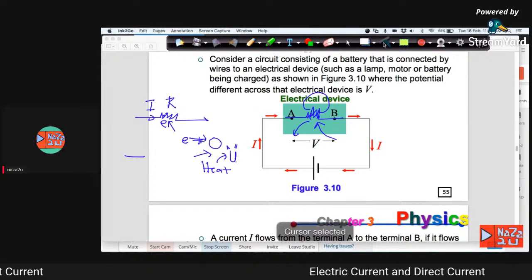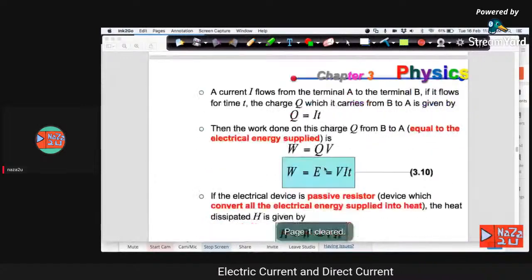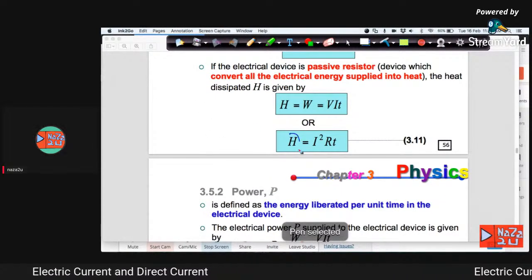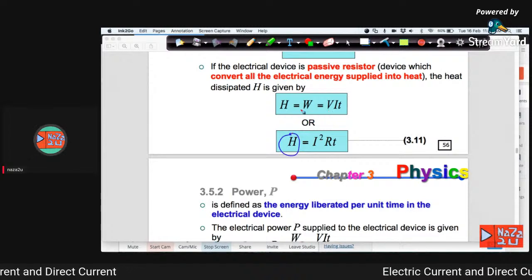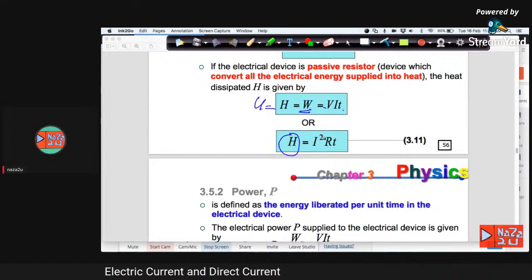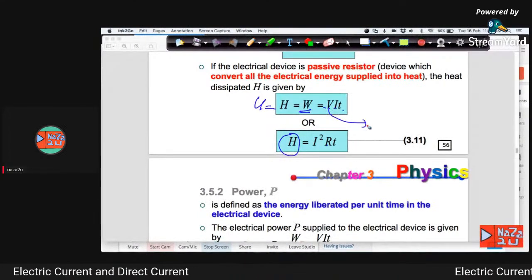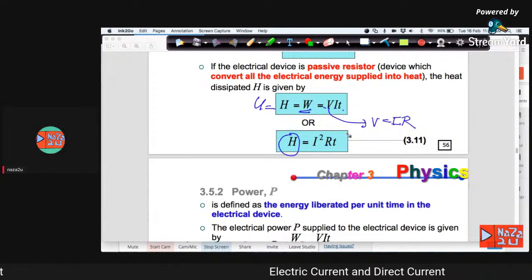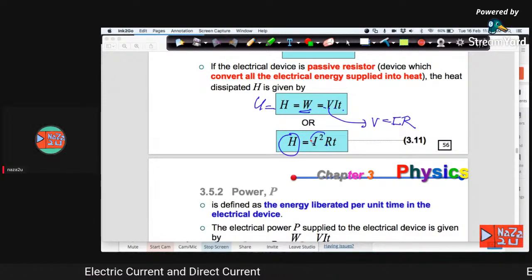Right? Okay, so jadi dia digambarkan juga sebagai heat is equal to work done or is equal to U, VIT, dan di sini juga because V itu kita tahu, kamu pecahkan V is equal to IR, Ohm's law, jadi dia akan jadi I square RT. Itu sama, rumus yang sama juga.